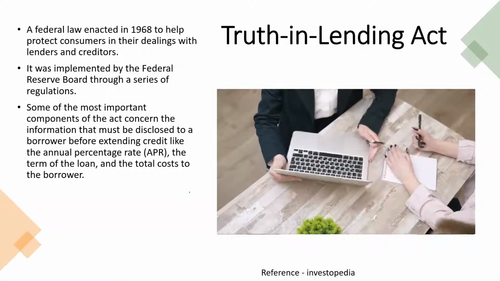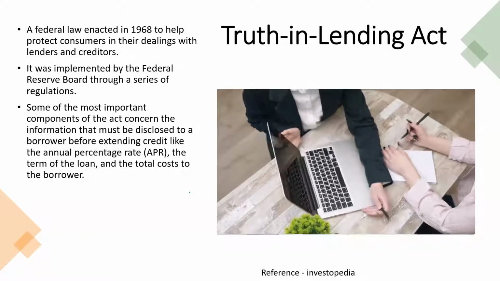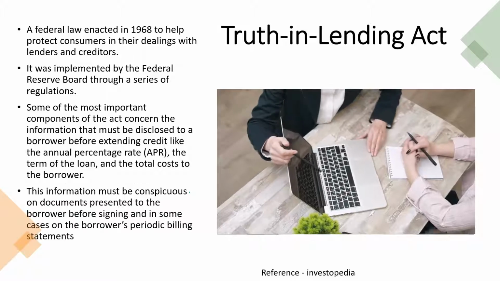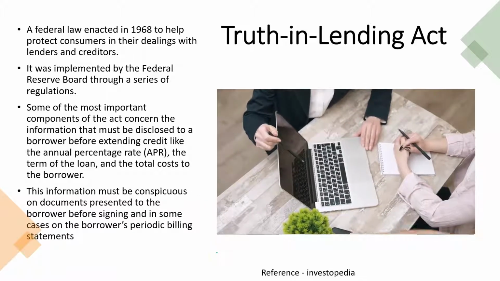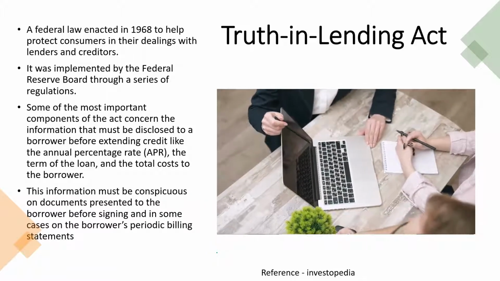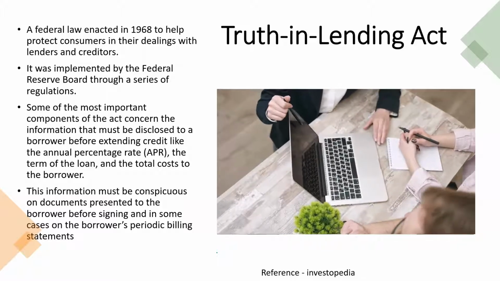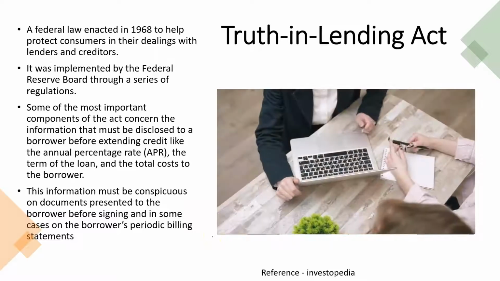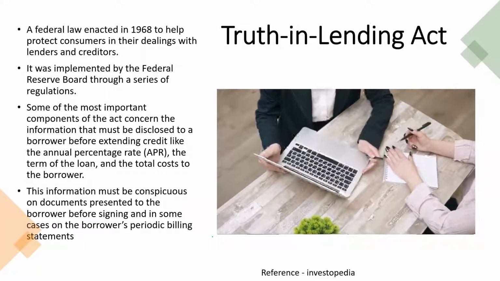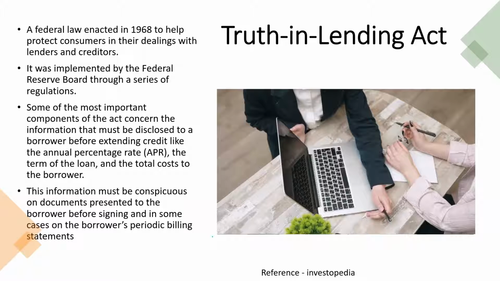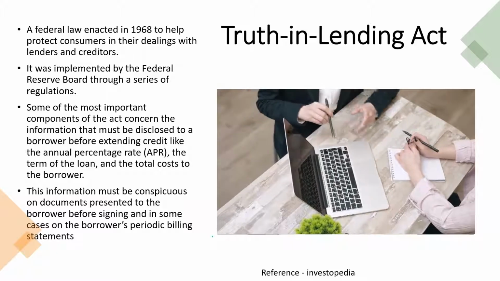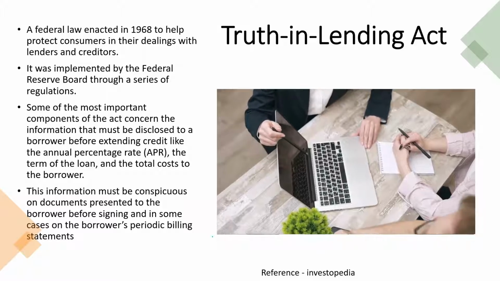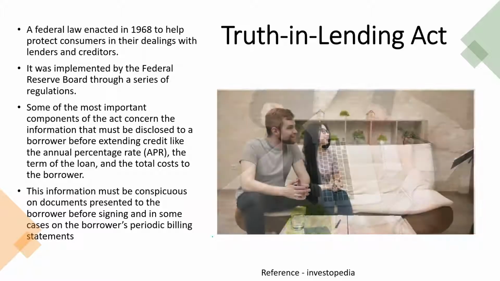So we have to know what the term of the loan is and the total costs to the borrower. We have to know upfront what the costs are going to be. So this information must be conspicuous on documents presented to the borrower before signing, and in some cases on the borrower's periodic billing statement. We'll take a look at some of these comparison processes. This really pans out when we look at practice problems and we're comparing standard loans to less standard loans, and the APR and the interest rate and how the costs will pan out in there. So we'll work practice problems on that.